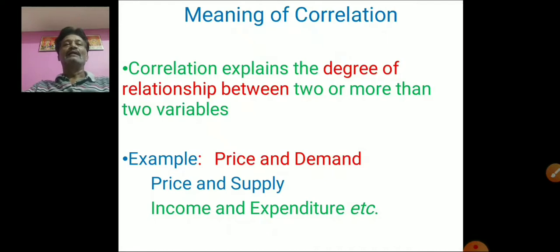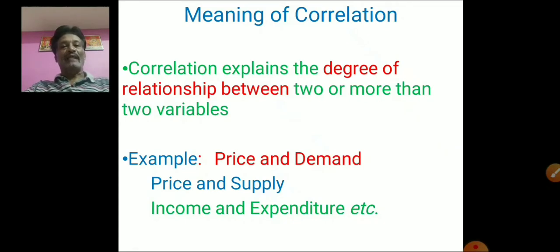Here you can take the examples of price and demand. There is an inverse relationship between price and demand. Inverse means that if one variable is increasing, the other variable is decreasing and vice versa. When price increases, demand decreases, and when price decreases, demand increases. So here the variables are moving in the opposite direction, so we say there is an inverse relationship between price and demand.